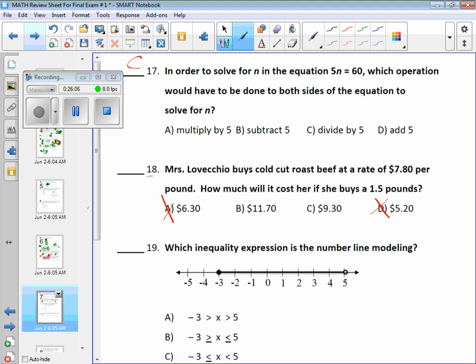Anyway, paralysis by analysis. We don't want to get too crazy, but whatever way that you did it, or 7.8 times 1.5, you will get the correct answer, which is B.